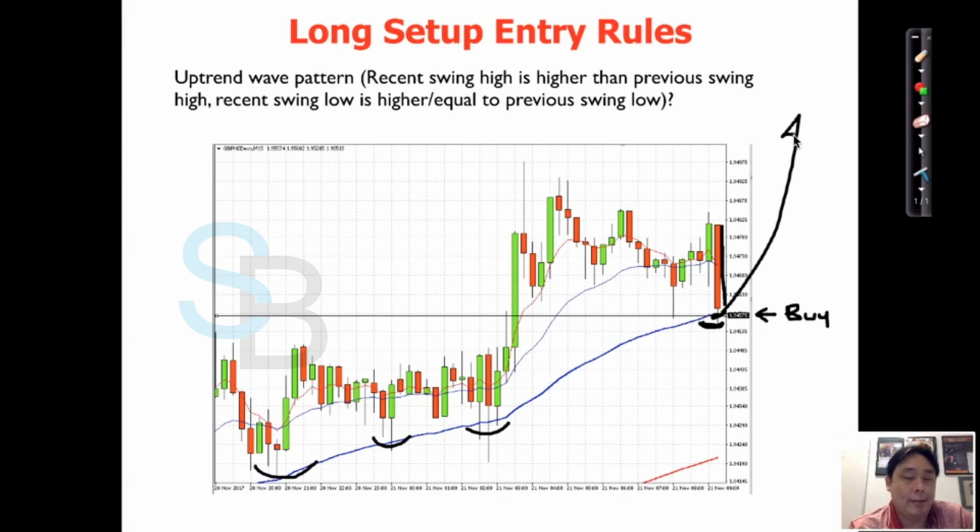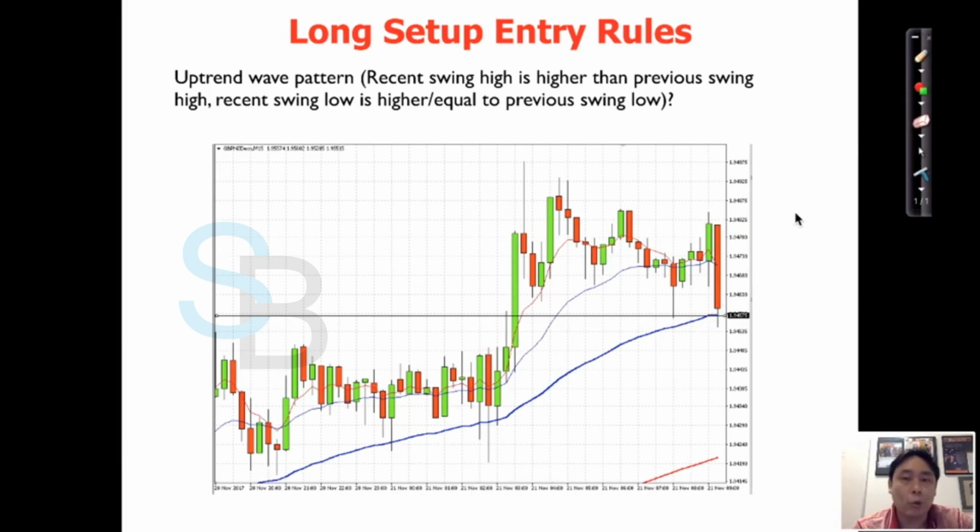Have you thought about it? All right, please make an opinion before I give you the answer. Okay, and the answer should be no. It is not a valid trade. Why? Because there's no clear uptrend wave pattern.